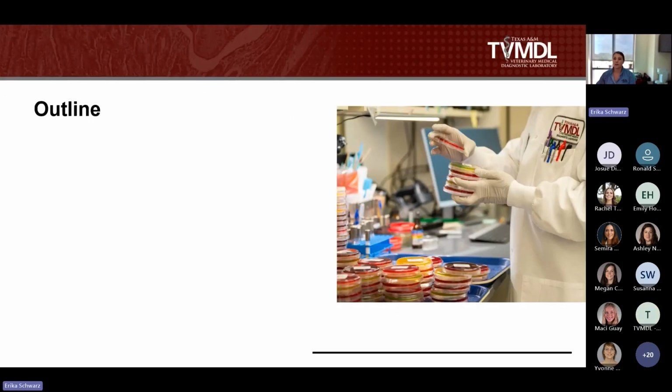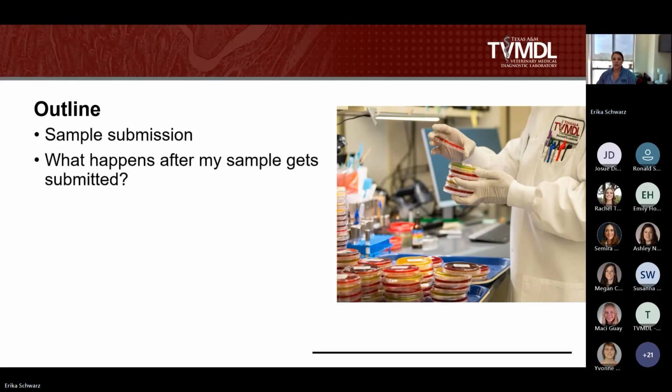Okay, to start out, we're going to talk about sample submission and what to include on your sample submission paperwork. Yay, everybody's favorite topic, paperwork, I know, but really important to provide context for what you're submitting. Then once you submit your sample, what happens as that specimen moves through the bacteriology lab? So I'll go through a quick primer on bacteriology cultures and the culture process, and then give you some context on what we do so that you know why you get the results that you do.